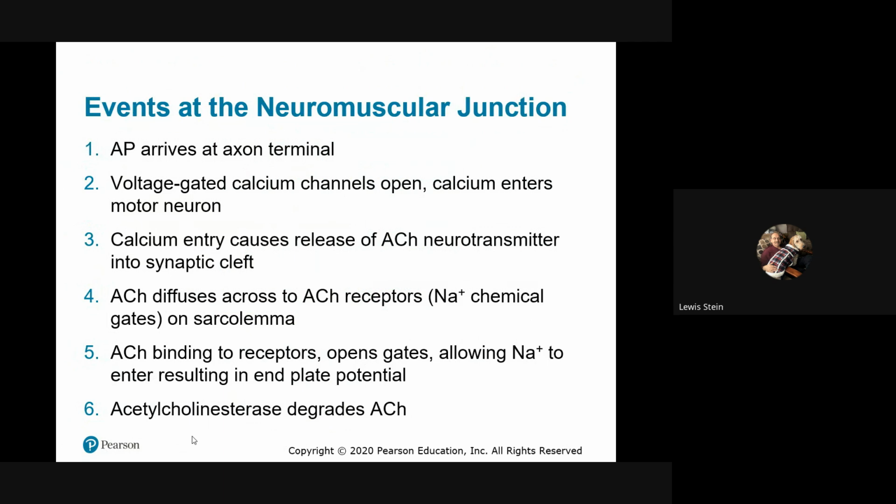And so really what determines whether or not we reach threshold and whether or not that muscle fiber actually fires has to do with how much is released and how rapidly it's released, because it's continually degraded. The degrading phenomenon involves a chemical called acetylcholinesterase. So the acetylcholine are these little dots.